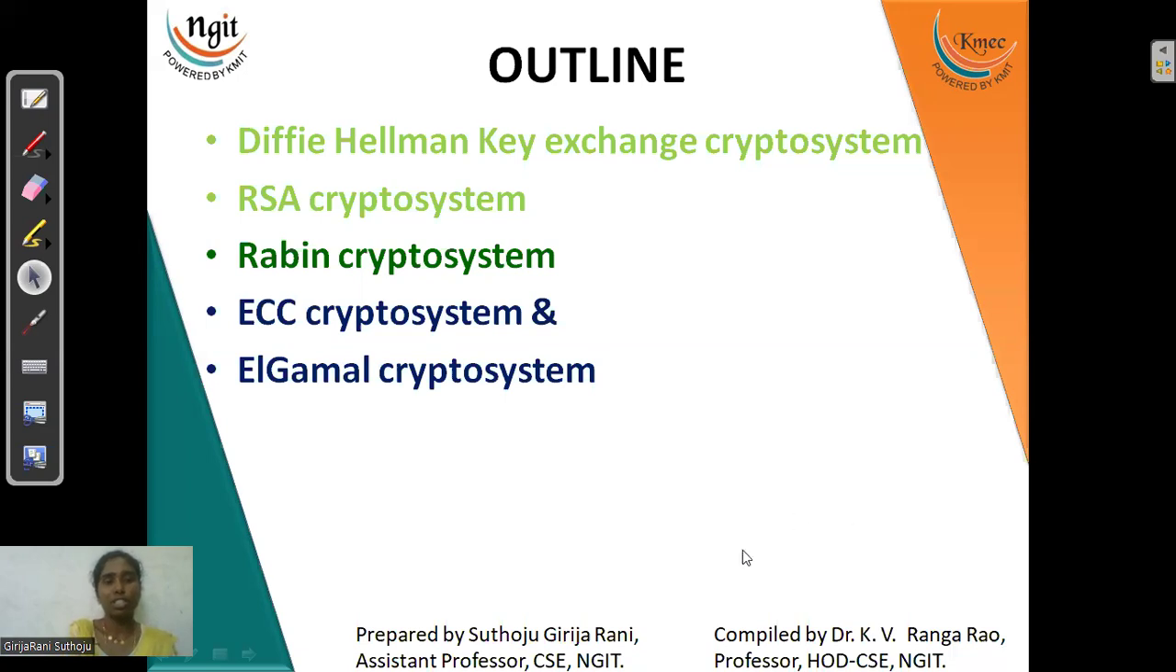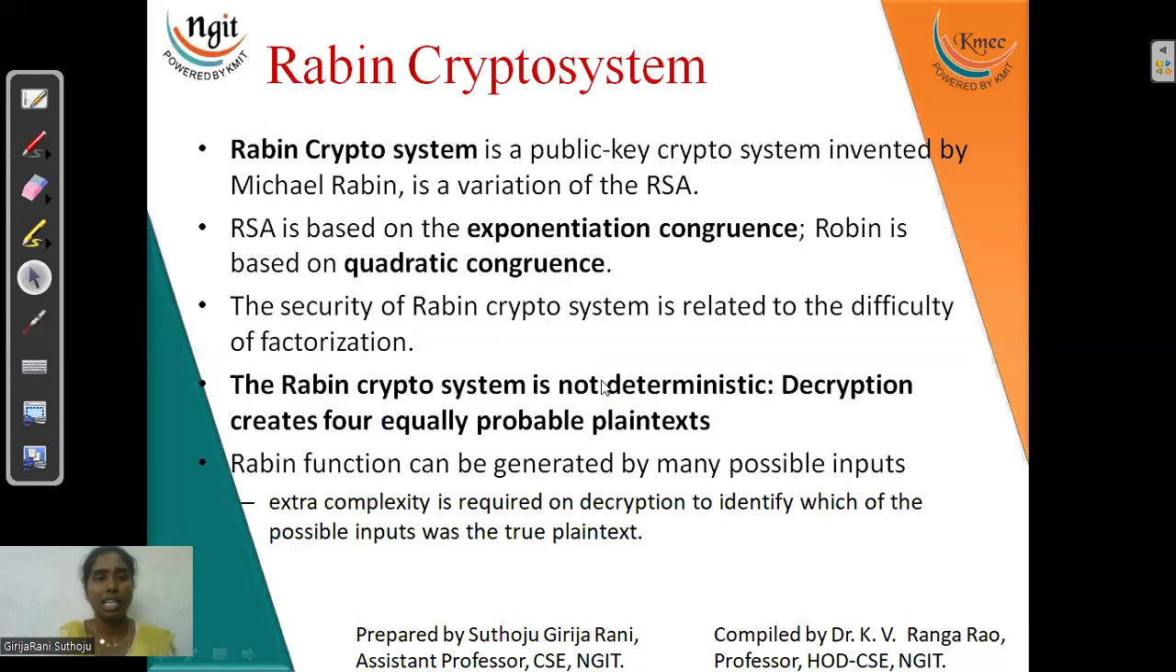See, this Rabin crypto system is somewhat the same as the RSA crypto system. But what may be the major difference between these two? A small variation is there. RSA crypto system is totally dependent on exponential format, where we have utilized m to the power of e mod n, right? Here we have utilized exponential format in the encryption procedure. Similarly, in the decryption procedure, we have utilized c to the power of d.